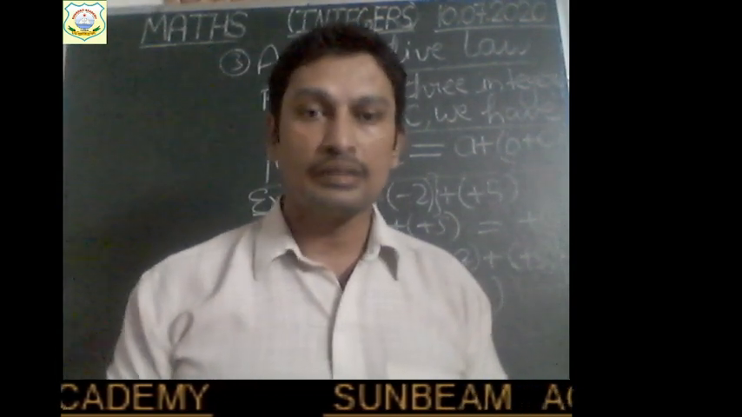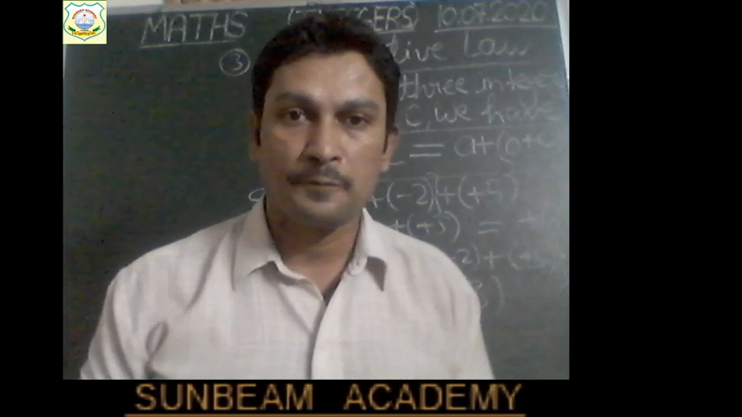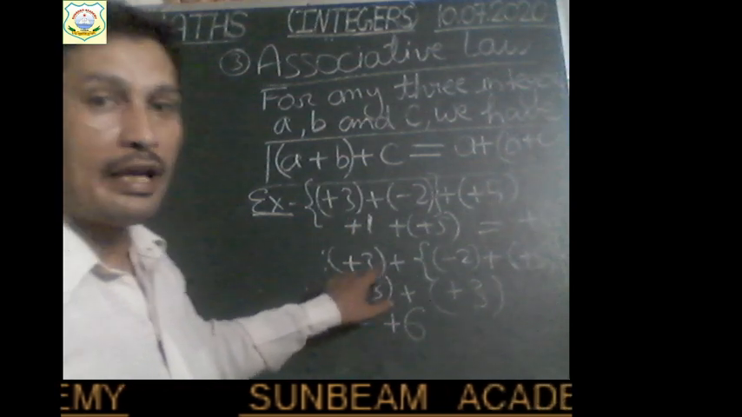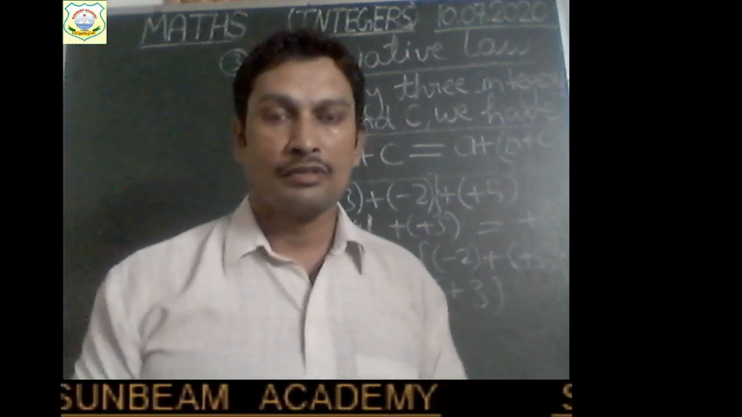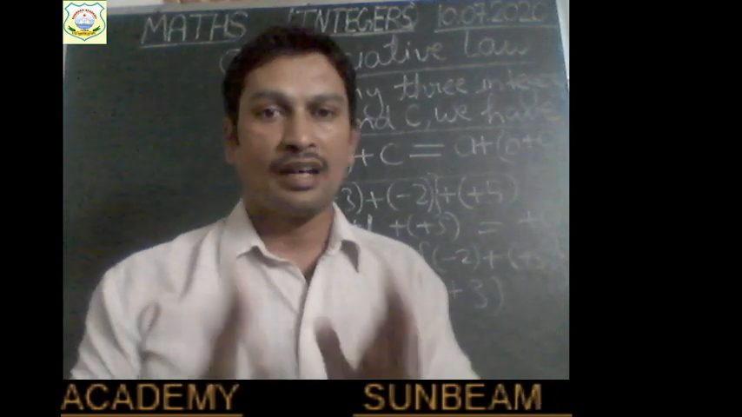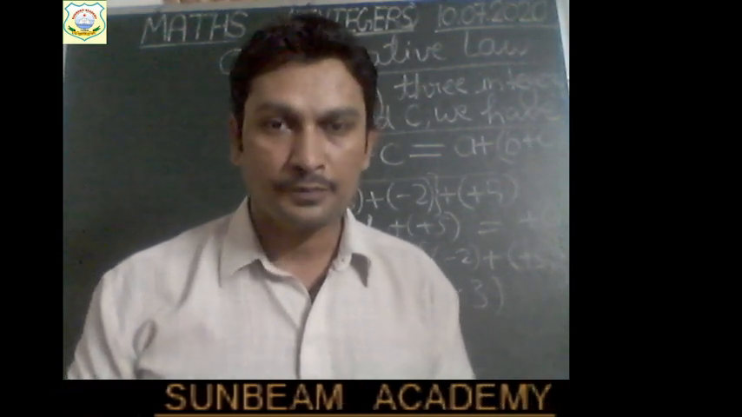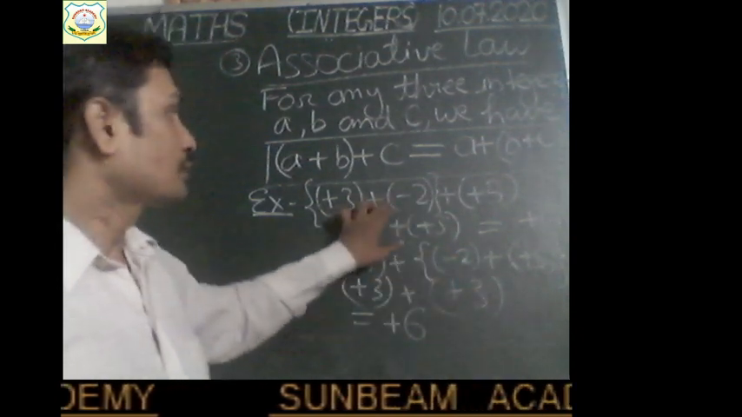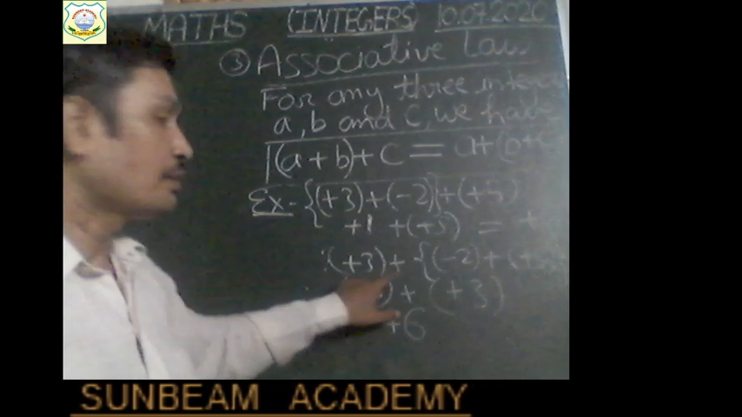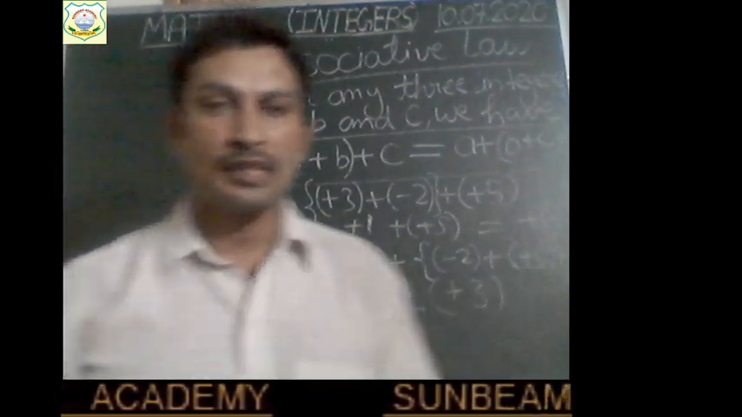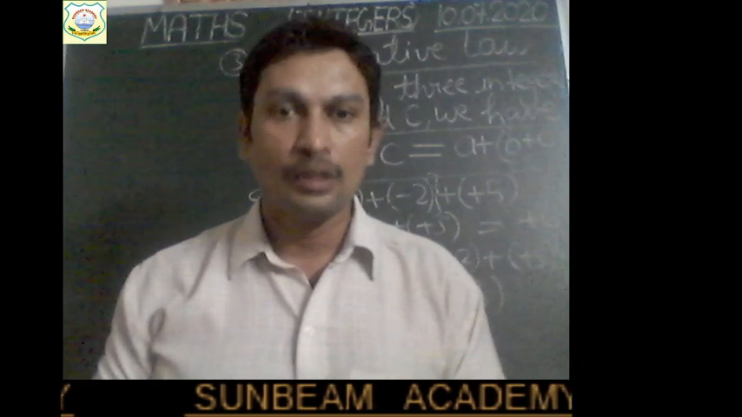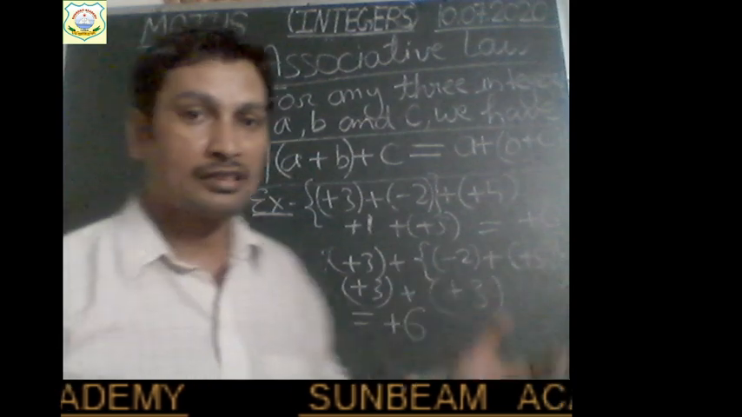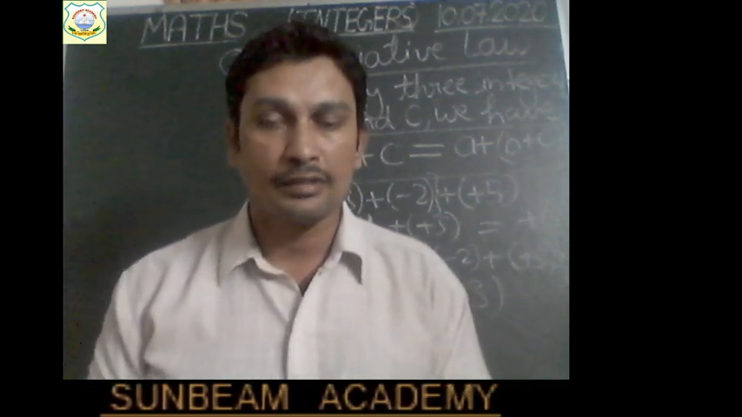Alright, children? So this is the associative law. Sometimes you are asked to solve two expressions and check whether they are equal or not, and tell the name of the property. If the sums of these two expressions, a plus b then plus c, and a plus b plus c, are equal, then we will say that this is due to the associative law, because in both the expressions we have changed the association, the grouping.